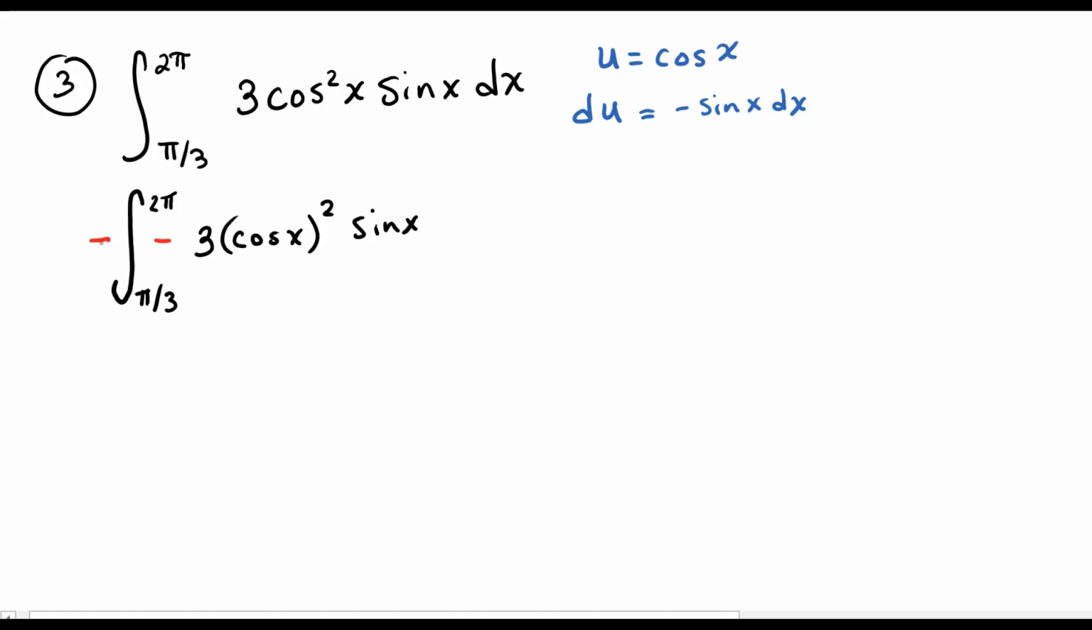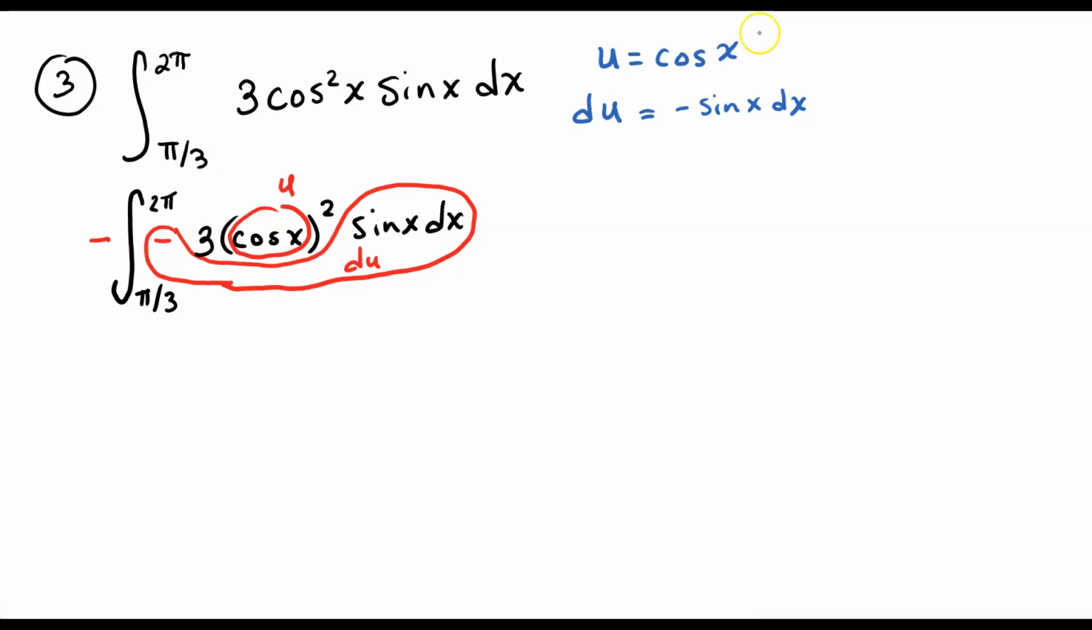Now I believe I'm ready to do my substitution. So let's consider what we've got. I've got my negative and I've got my sine, and what I'm missing here is the dx. But there it is now. Okay, so I've got my negative, I've got my sine x dx. That right there is my du. And this right here represents my u.